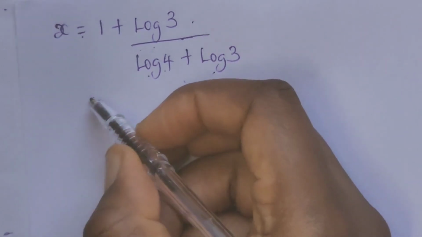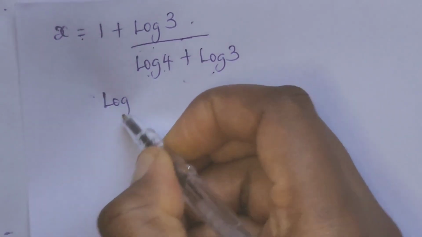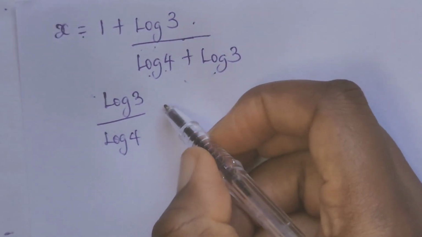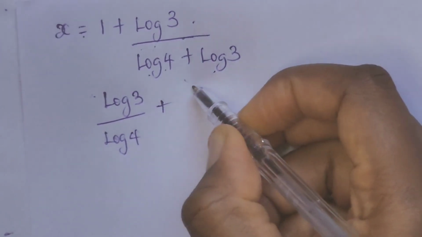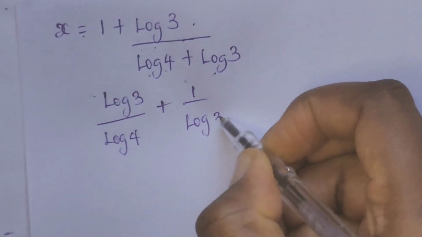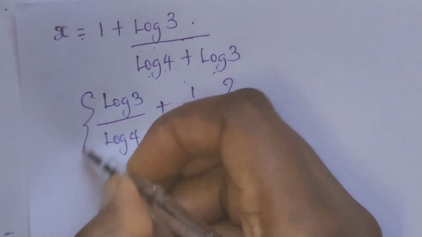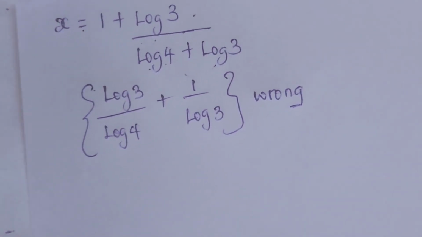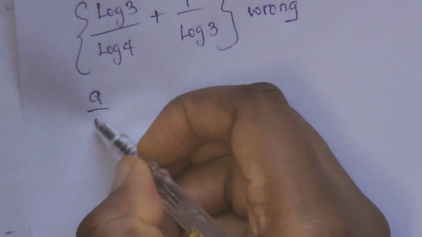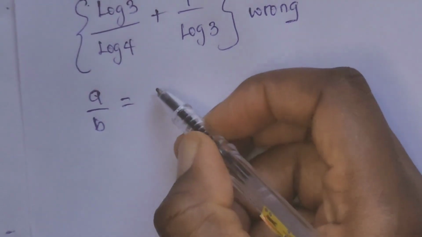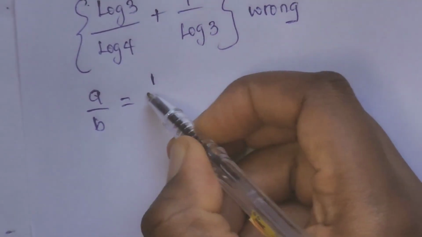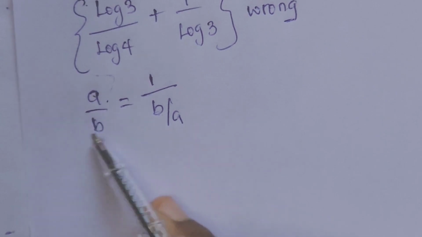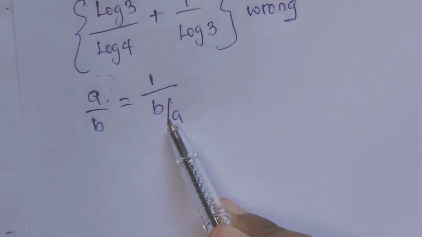We can't actually split it into log of 3 over log of 4 plus 1 over log of 3. So this is wrong. But when we have a over b, we can actually take the reciprocal and it will become 1 over b over a. So we'll swap the numerator and the denominator.